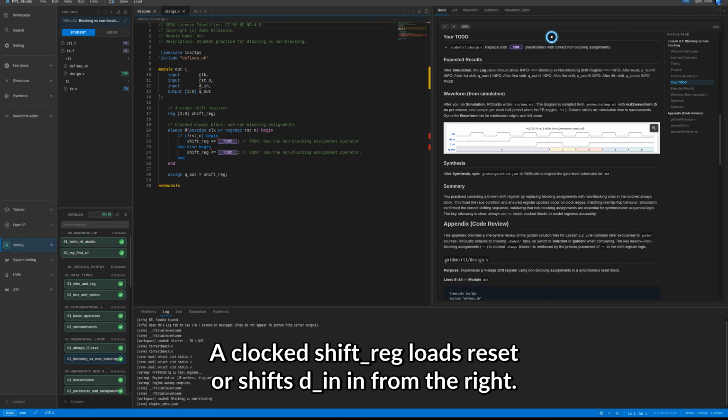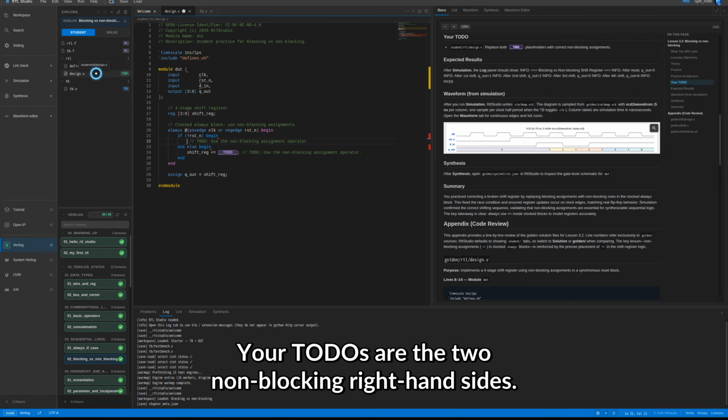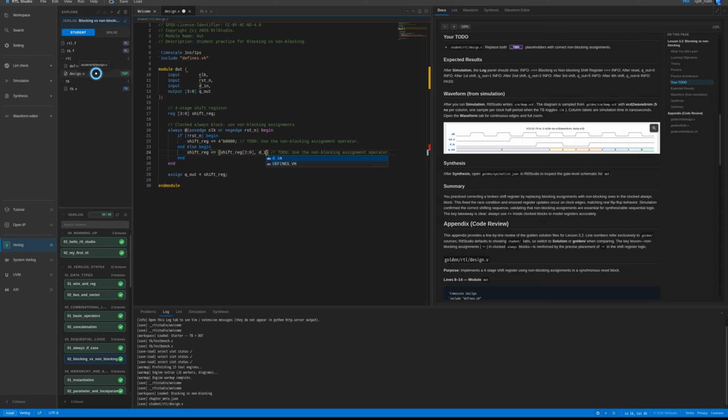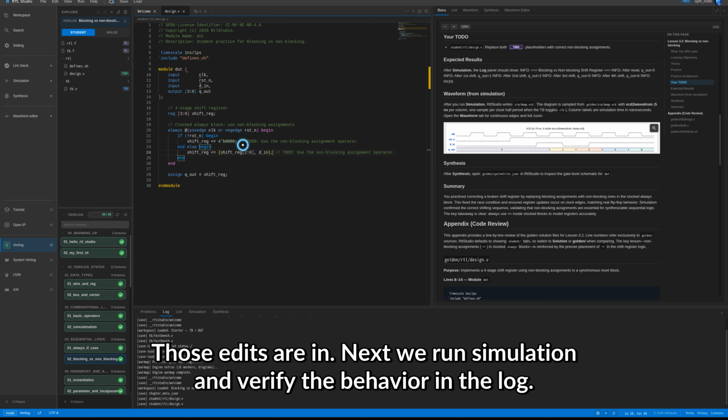A clocked shift register loads reset or shifts D in from the right. Your TODOs are the two non-blocking right-hand sides. Fill in the reset 4'b0 and the shift concatenation, then Ctrl+S. Those edits are in. Next we run simulation and verify the behavior in the log.